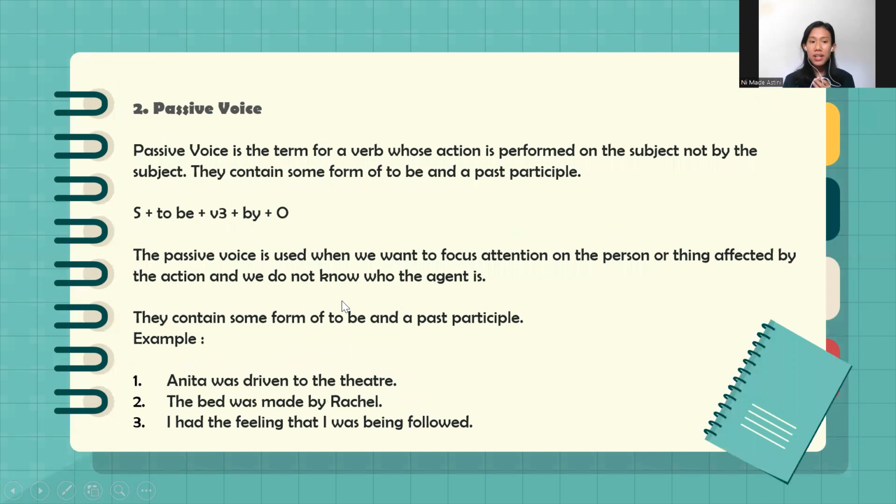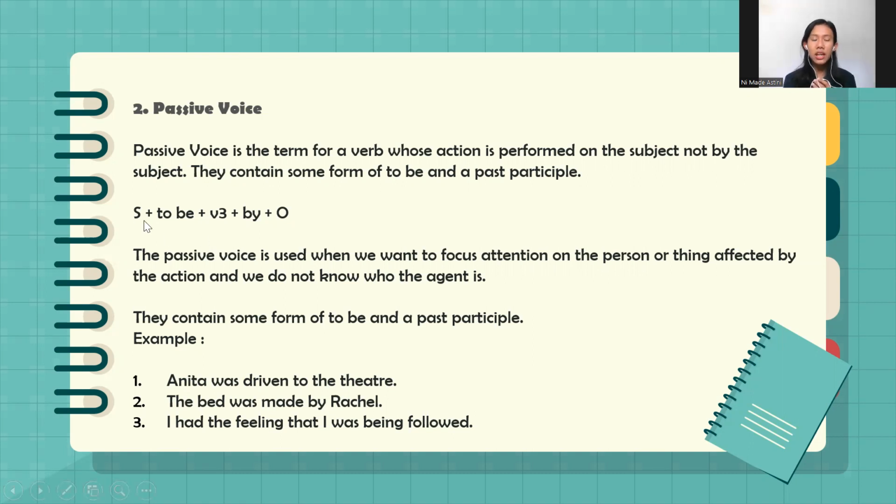The next one is passive voice. What is passive voice? Actually, passive voice is the antonym of active voice. So passive voice is a term for a verb whose action is performed on the subject. So the action is performed on the subject, not by the subject. They contain a form of to be and a past participle. So it consists of to be and past participle.